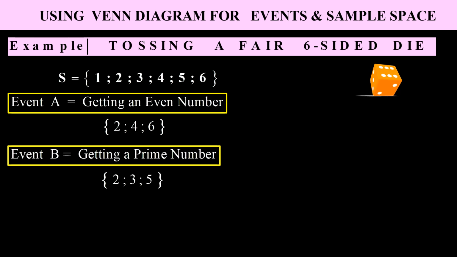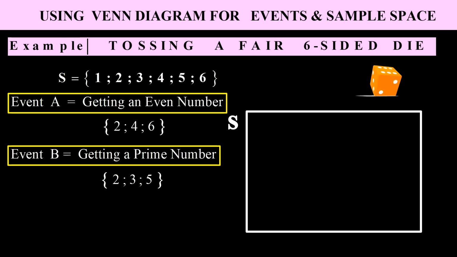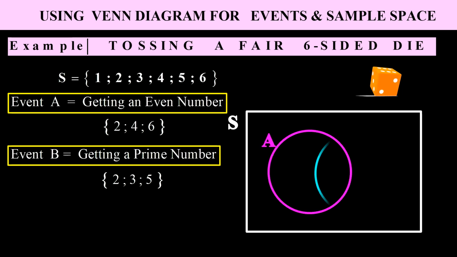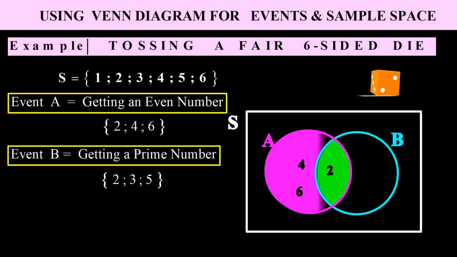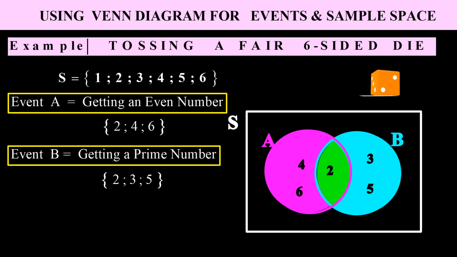Now what do we notice there? Yes, there's an overlap of 2 because 2 is even as well as prime. So if we represent this here, we'll have event A and event B, but they will overlap, right? And that overlap would be the number 2, which is both even as well as prime. Then we can write in the remaining elements of event A, which are the 4 and the 6, and then the remaining elements of B would be the 3 and the 5.